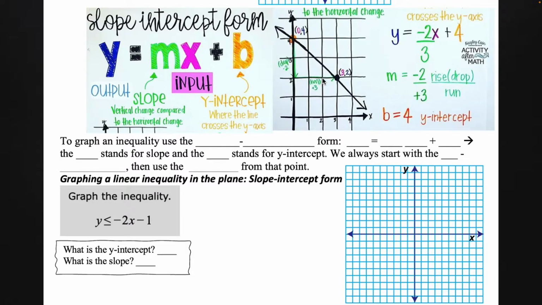So they're going down 2, right 3. If you didn't have enough room to go down 2 and right 3, you could go backwards from that. You could go up 2 and left 3. As long as the negative is only given to one of them, it's perfectly fine to kind of switch it if you need to. It just depends on the area on your graph. So they went down 2, right 3, and they landed right here on (3, 2), so that's a second point.